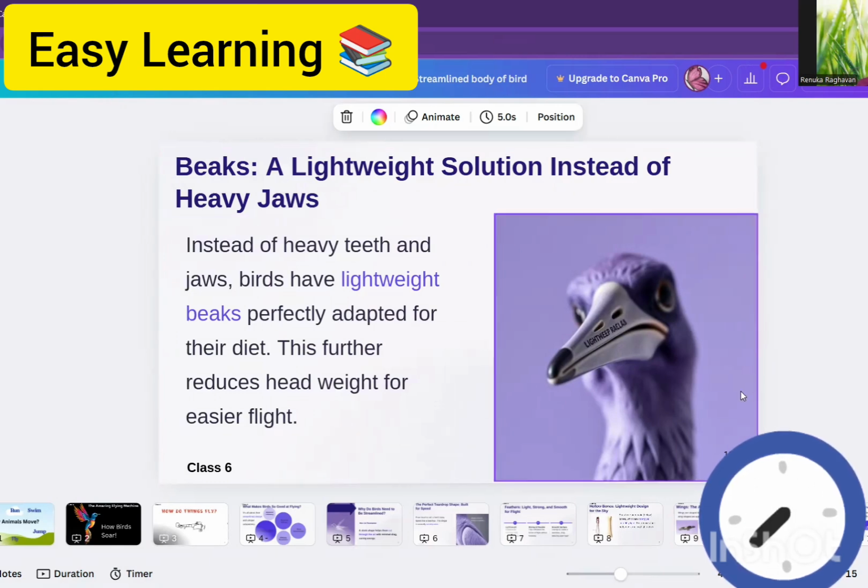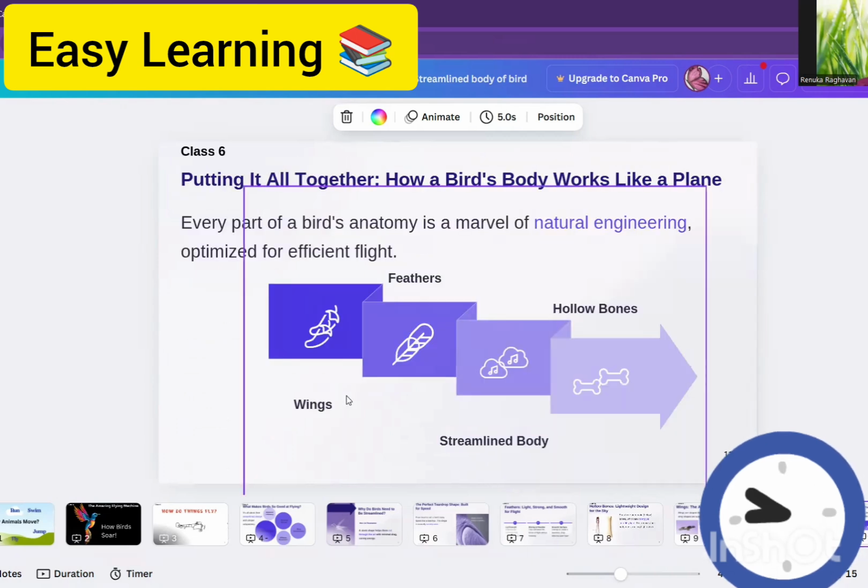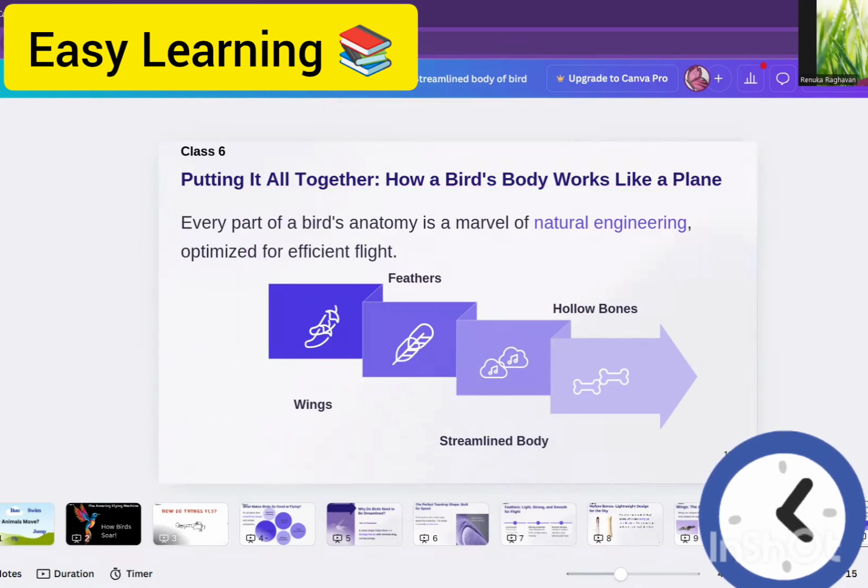So what are the four factors which are very essential for them? They are the wings, and then feathers, and then the streamlined body, and the hollow bones. So we can say that a bird works like a plane. Maybe by seeing the birds only, the planes, all the aircraft, have been discovered. This is natural engineering, we can say, for efficient flight.